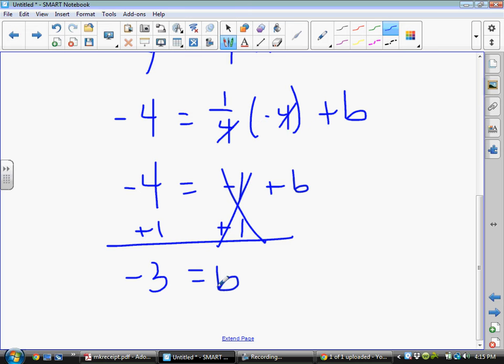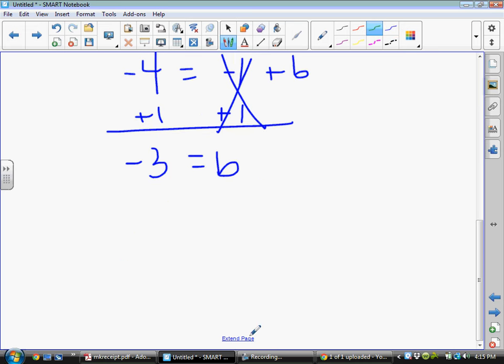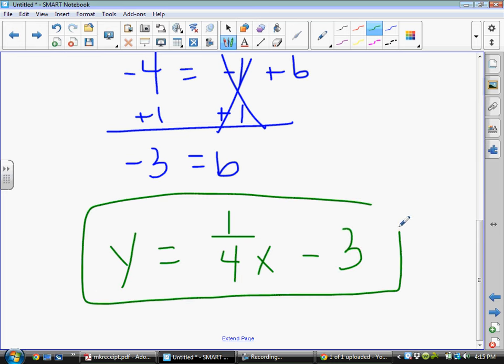So final answer, final equation, is y equals, our slope was 1/4, x goes with our slope. And I'm going to say minus 3. You could say plus negative 3 if you'd like that as well. Okay. So there we have it.